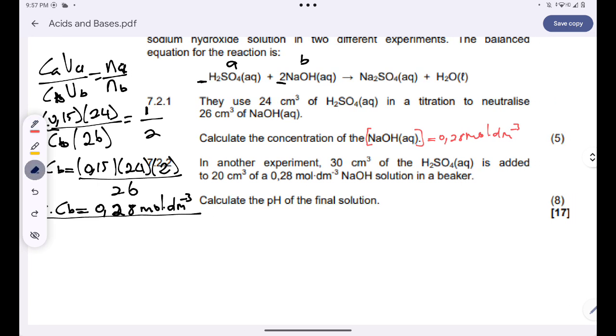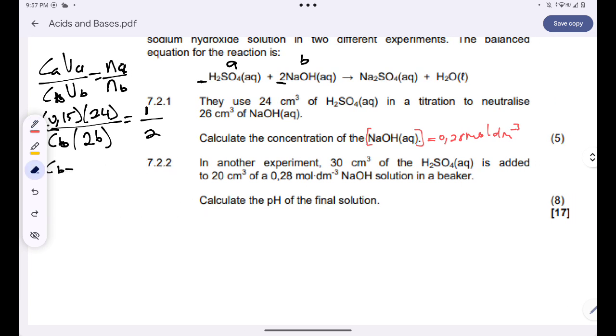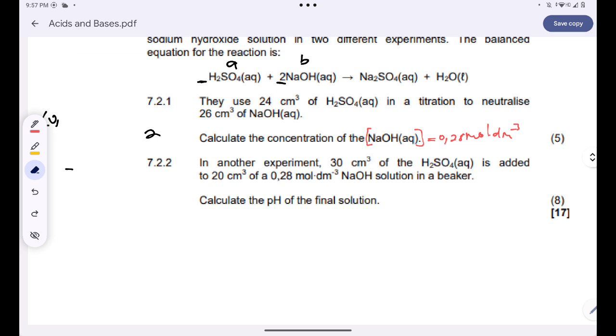Following question. We are told that in another experiment, 30 cubic centimeters of the acid is added to 20 cubic centimeters of the base solution in a beaker. Calculate the pH.